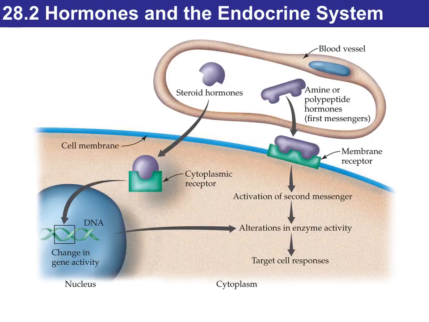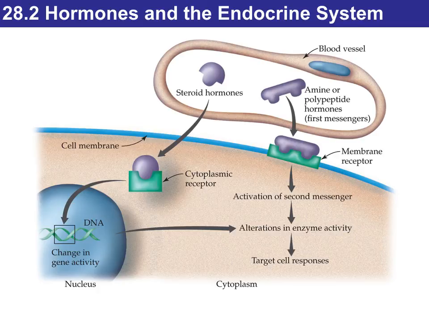So this diagram summarizes very well how hormones work, looking at the different types of hormones. On the top, you have a blood vessel. On the left side, you see steroid hormones. They are non-polar, so they can cross the cell membrane by diffusion. They will find a receptor in the cytoplasm, and they will act directly on the DNA inside the nucleus to change the gene activity.